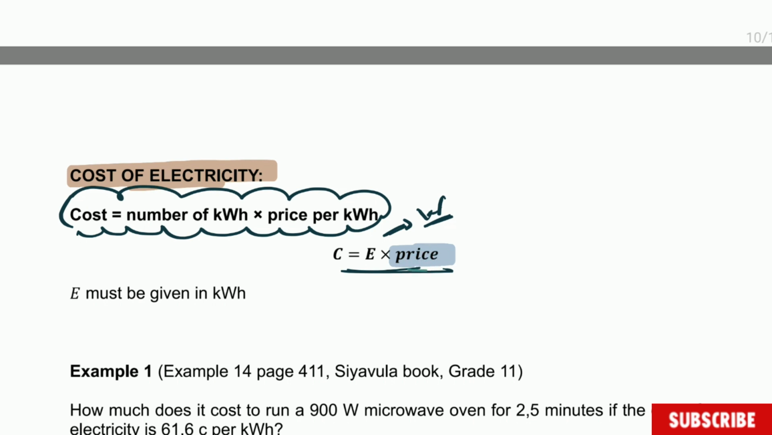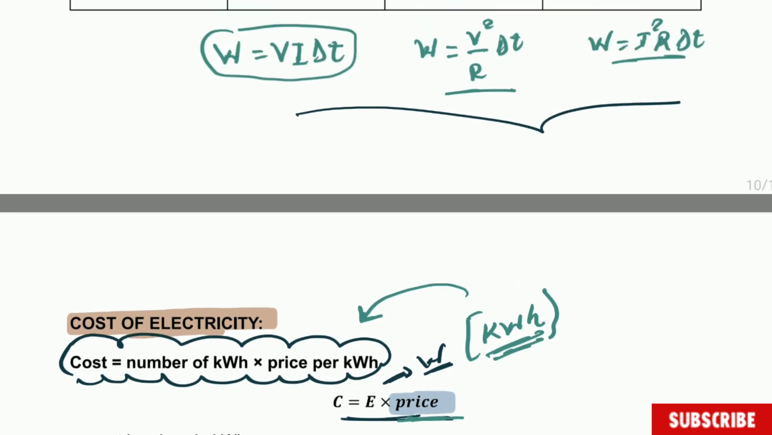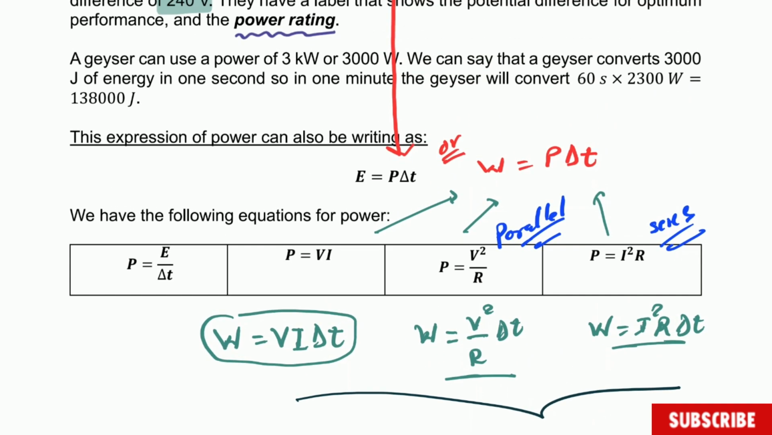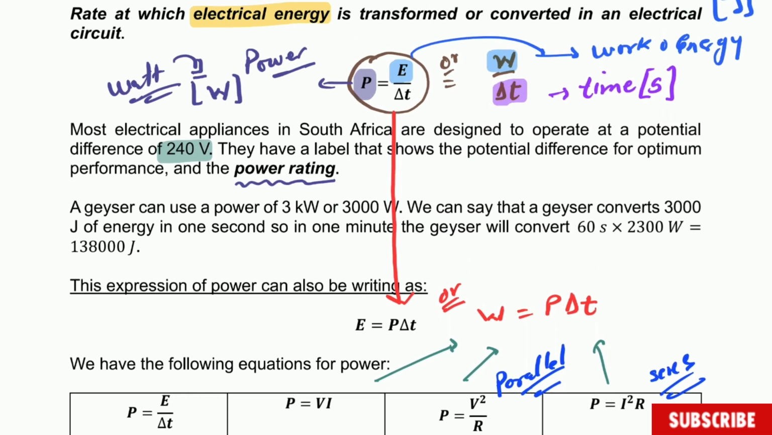But now, something important to have in mind. The price is going to be given per kilowatt, and therefore the energy must be given in kilowatt hours. This one is important, and this one is only for calculating the cost of electricity. So you cannot use this unit to calculate energy. Note the unit of energy, if you come here, is joules.